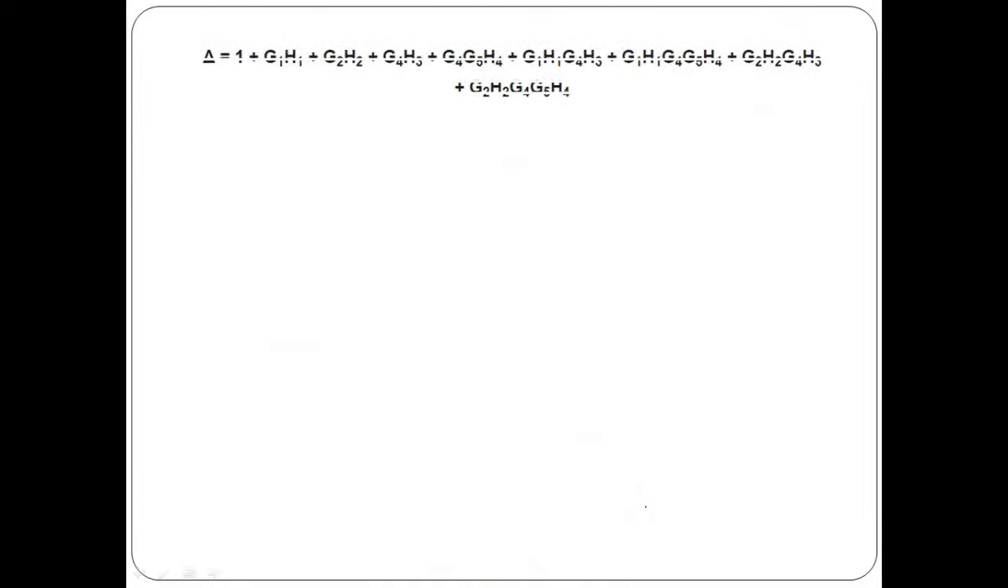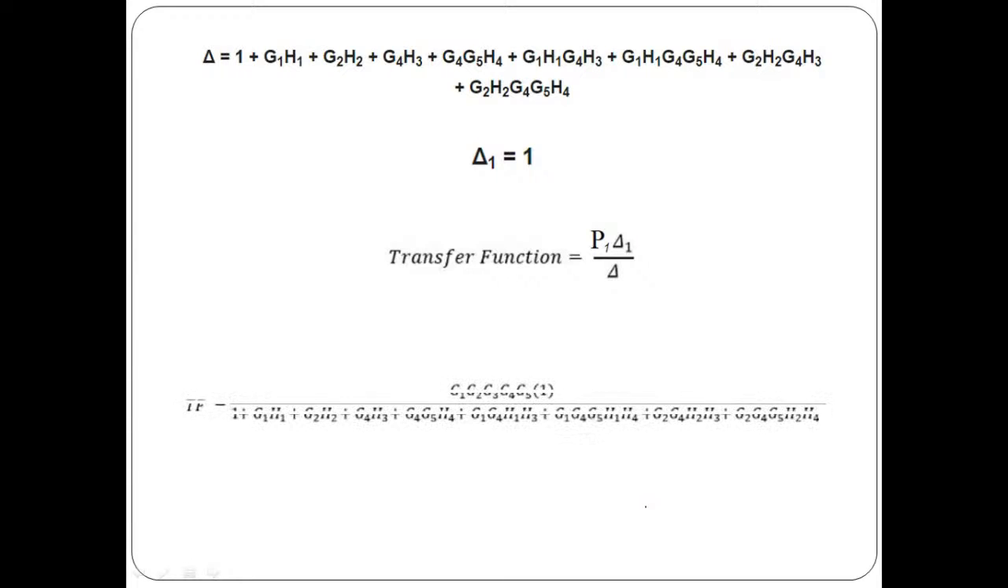Once you are done with this, apply the logic to find delta, delta 1, delta 2, and then apply the formula. In this case we have only delta 1 because we have only one forward path. So the transfer function will be P1 delta 1 by delta. P1 is known to you, delta 1 is known to you, delta is known to you. Apply and find out the transfer function for that particular system.